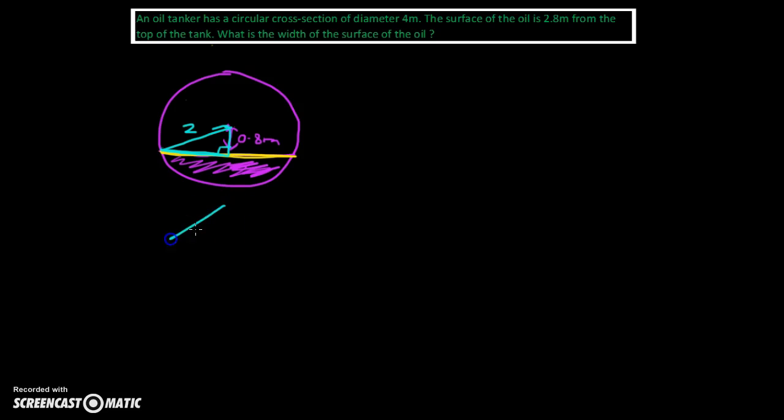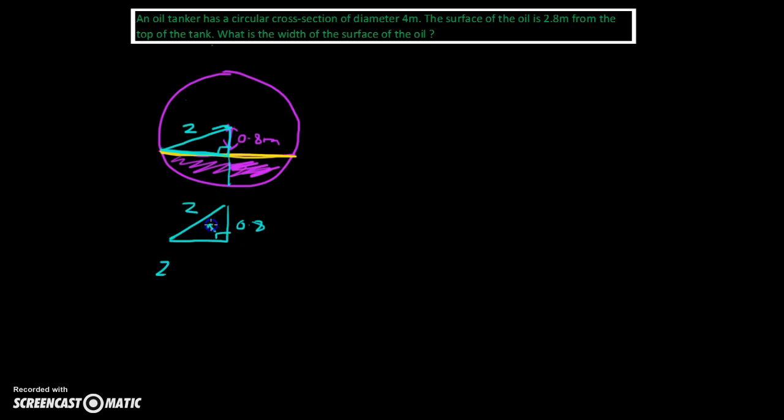So I'm just going to draw this as a little sketch down here. Let's make it a little bit neater. So that's 0.8, that's 2. No, that's slightly wrong. The 2's there. So if we can find this length, then by our circle theorem, because our radius is going to be at right angles to the chord, that length will be the same as that. So if we can find that length, then we can double it to find the whole of the surface of the oil. So we're going to use Pythagoras.